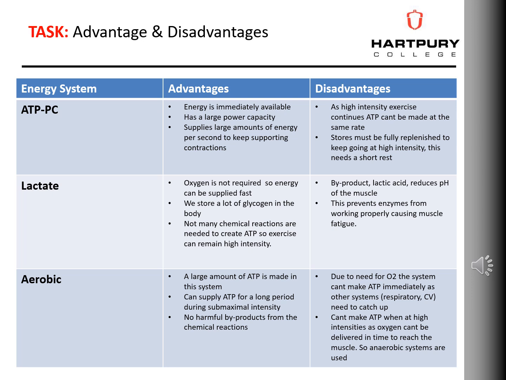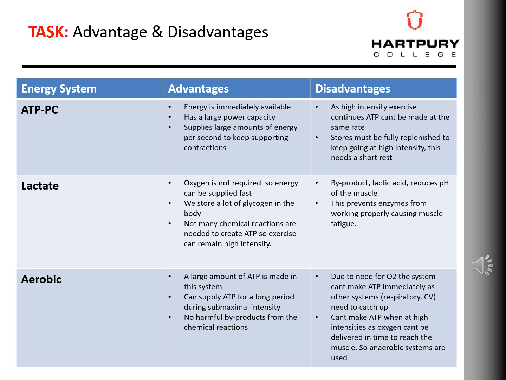So have a think about the advantages and disadvantages. Our advantages are that a large amount of ATP is made in this system, so we can supply a long period of ATP, and there are no harmful byproducts. If we looked at the lactate system, there is a harmful byproduct, that's the lactic acid. In this case, there are no byproducts, no waste products.